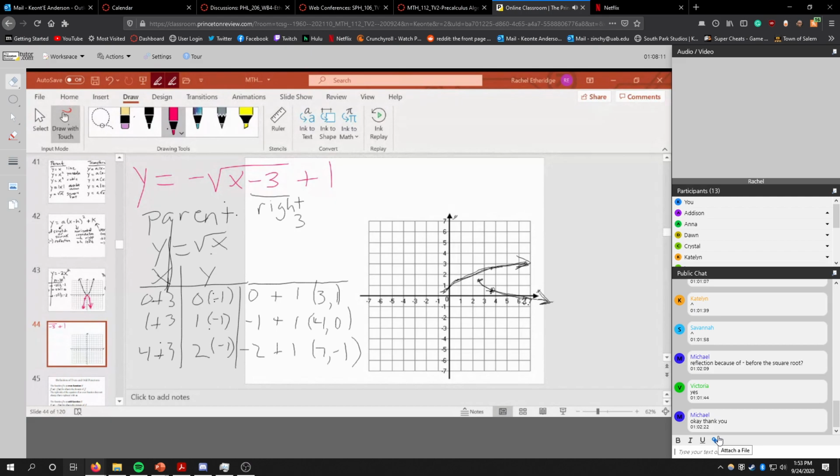Now, I'm going to leave for just a minute and come back in because I think that's the only way I'm going to be able to get rid of this stuff that I've put on my screen.